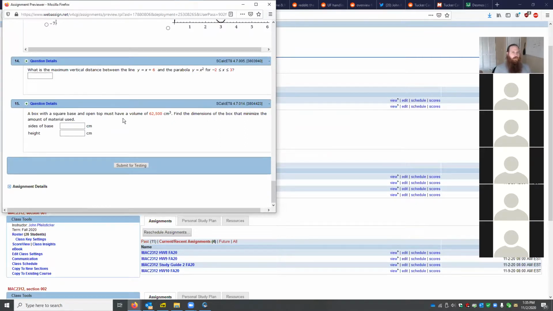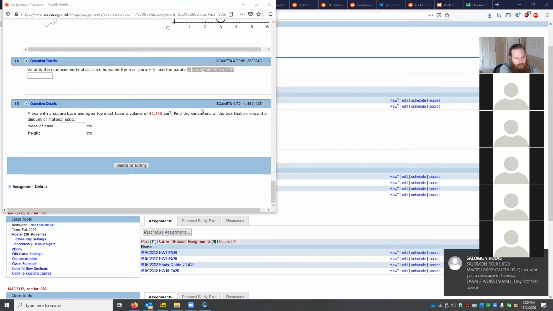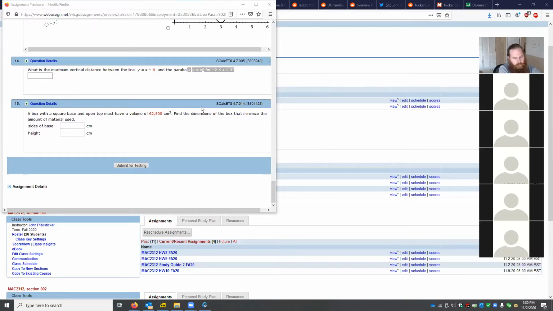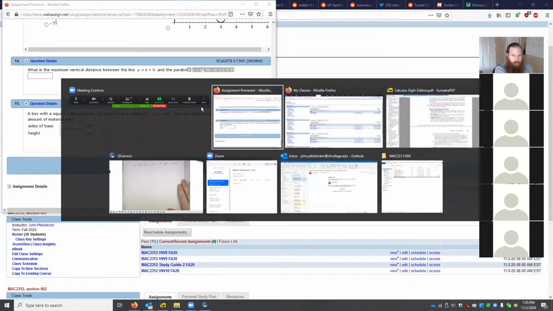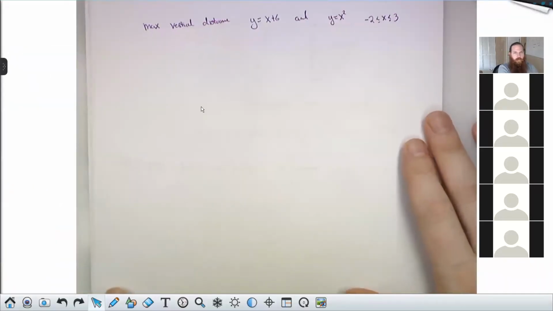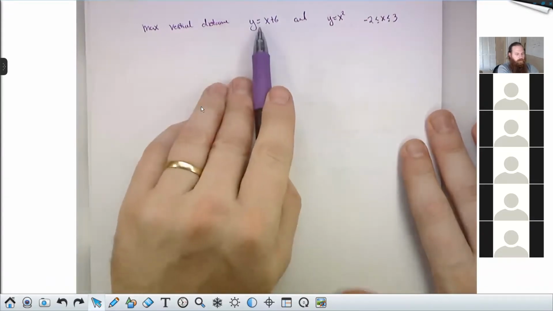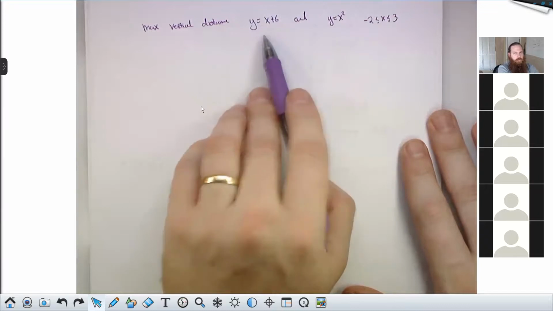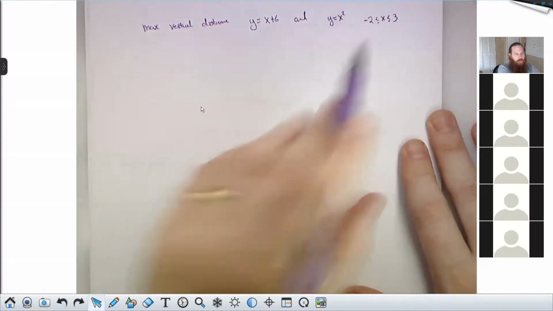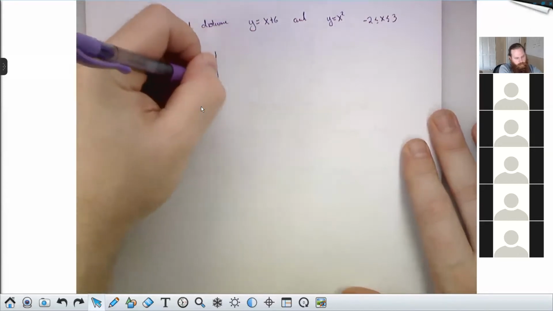This is similar. Find the maximum vertical distance between this line and this parabola, where x is between negative 2 and 3. Okay, so we want to find the maximum vertical distance between y equals x plus 6 and y equals x squared. Think of these as graphs. And we're restricting our attention to the closed interval from negative 2 to positive 3.